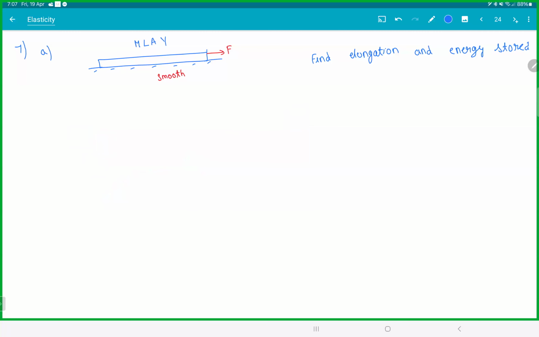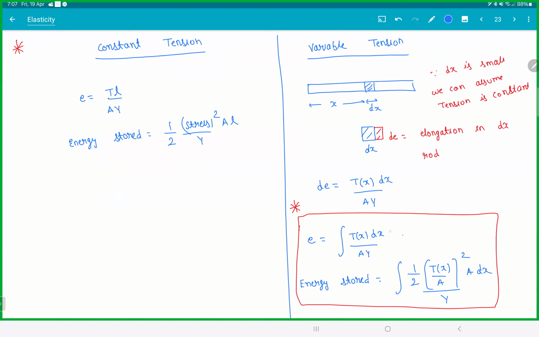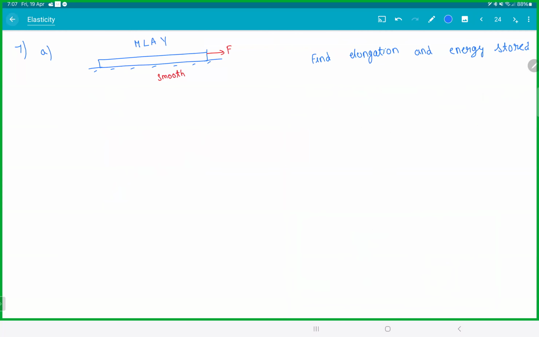How do we do this? Where will the exponential come from? I just want to give you a general formula here. First, find tension as a function of x. Right, Lakshika? That is right. How to find tension? You guys forgot.